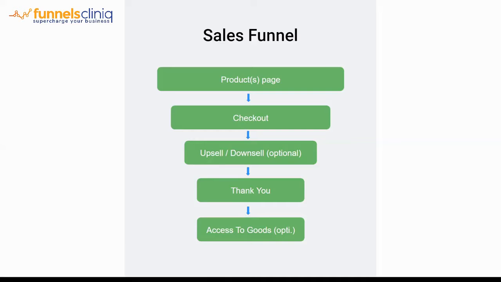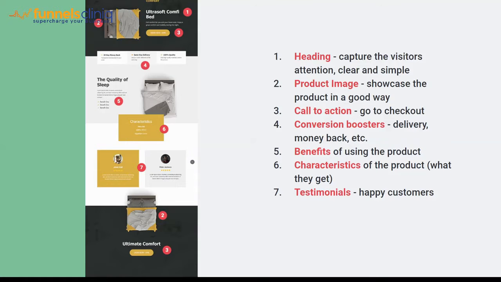And an optional step, if you're selling, for example, membership, to get access to what you've purchased, like the videos, the courses, whatever you want to give access to the people. So this is the optional step of the sales funnel. And the first step of the whole thing is obviously the landing page.